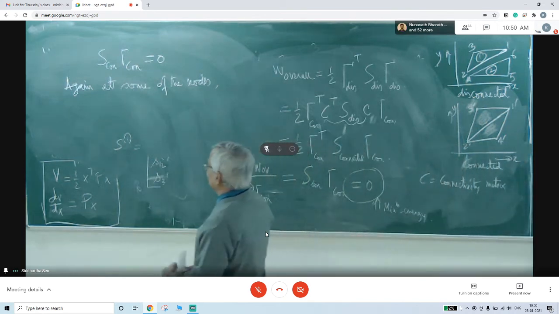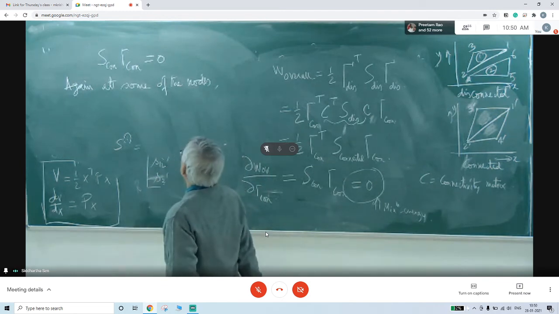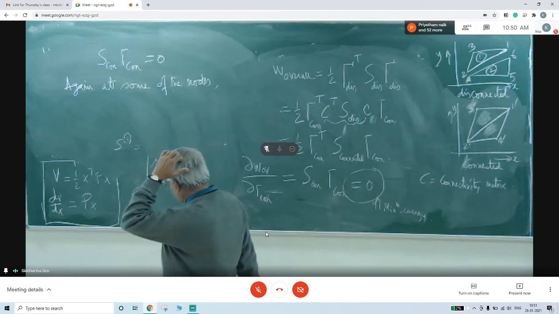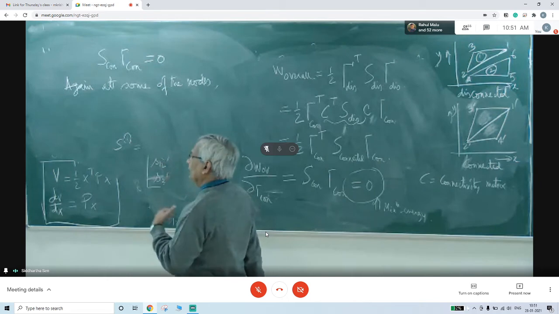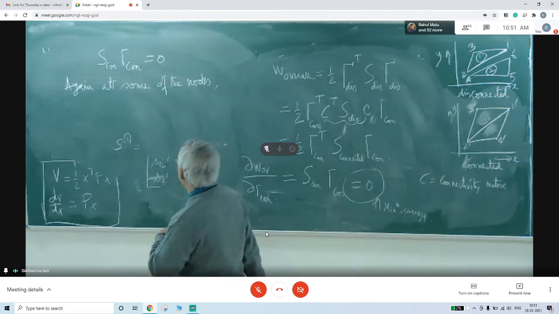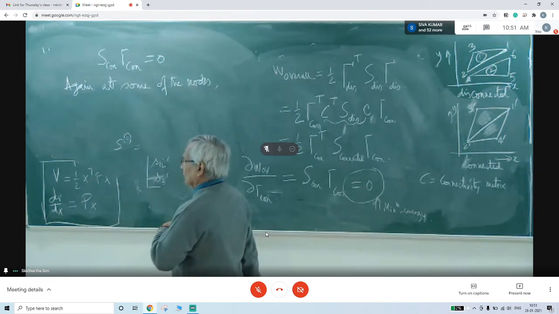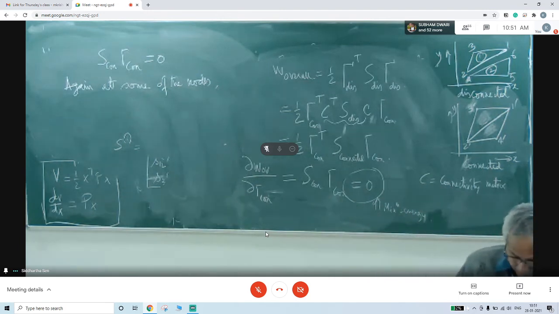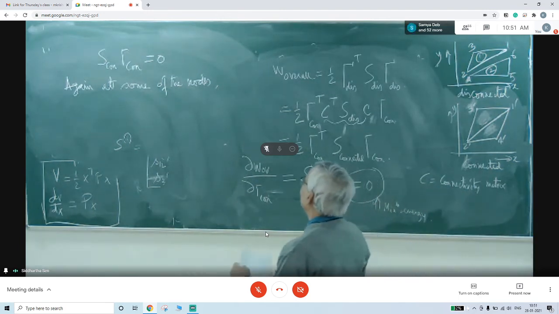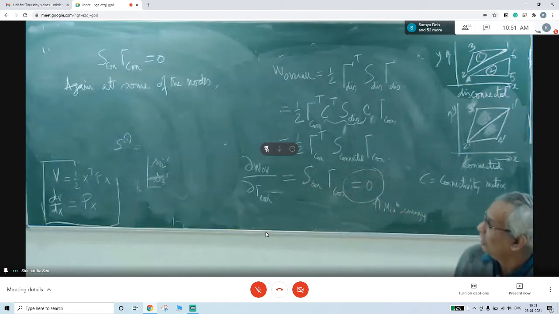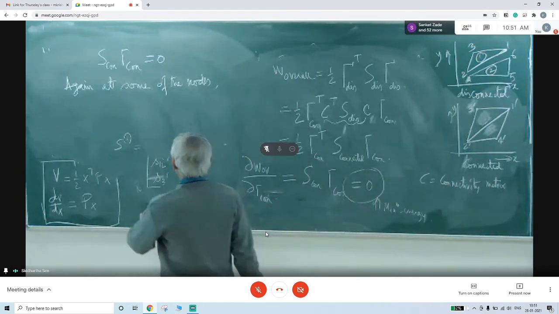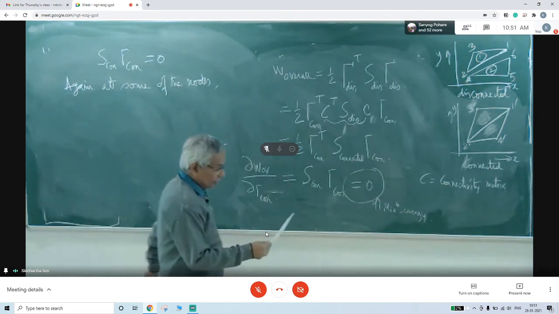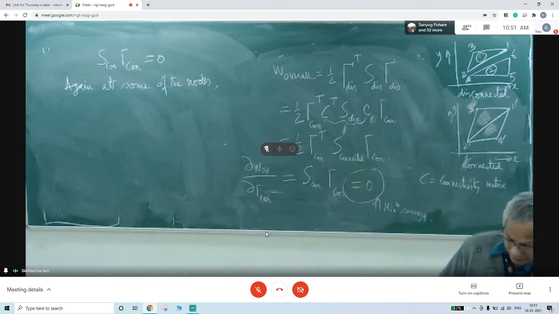But the question comes: okay, these are all fine, that is the minimum energy principle, but where is the Laplace equation? Where are the boundary conditions there? So what we can do is, we have seen that this has to be 0, and we have to put some boundary conditions also. So at some of these nodes, the potentials are provided.